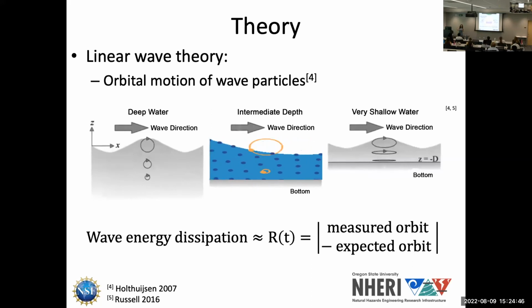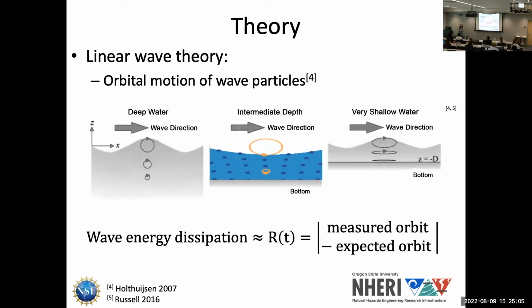Therefore, any motion that is not this perfect orbital, theoretically, well, actually, just straight up facts, if it's not in the perfect linear orbital, it's inherently nonlinear. And that means that it's representing something else. That something else is the wave energy dissipation.